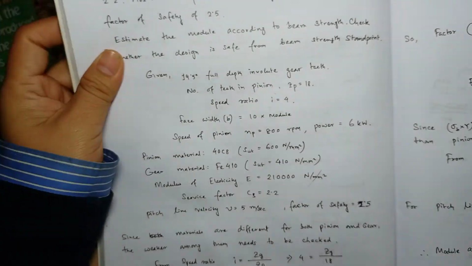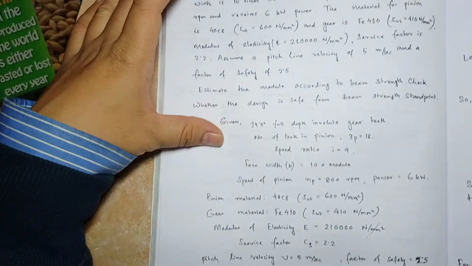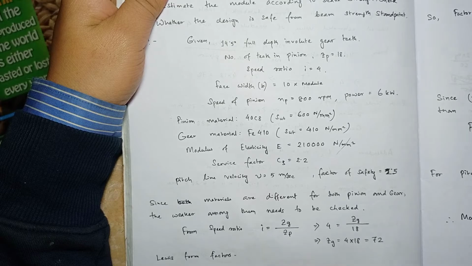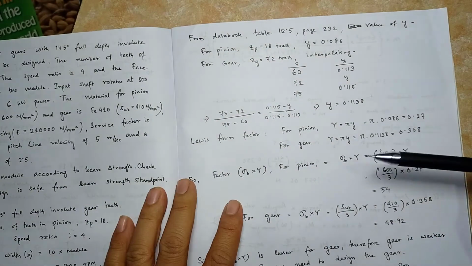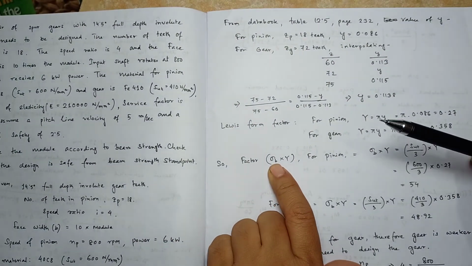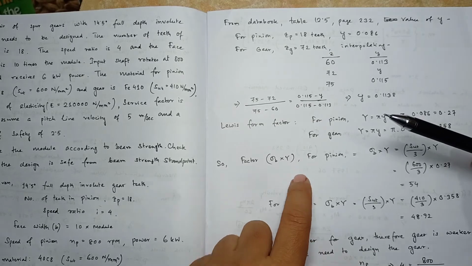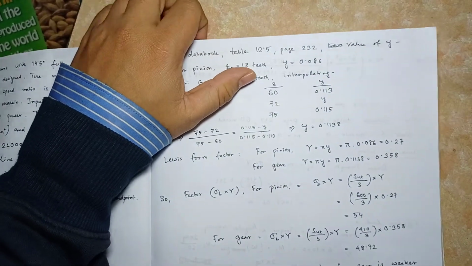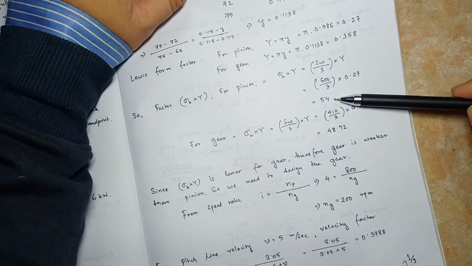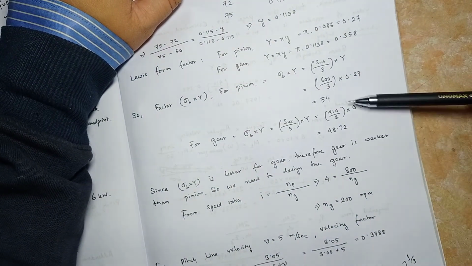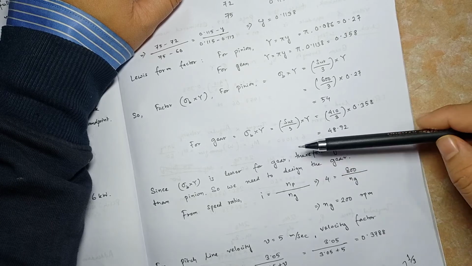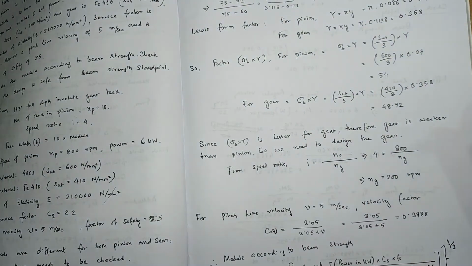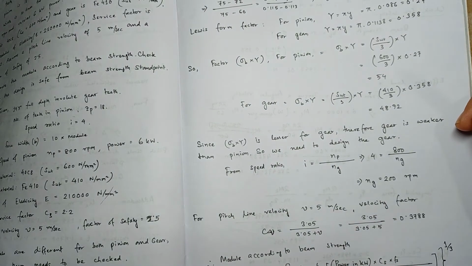In this problem the materials are different for pinion and gear, so we have to find the product of bending stress multiplied by the least form factor. That's why we had to determine the least form factor for both of them. You see, this is 54 for the pinion, and for the gear it is less than 54. So the gear is weaker than the pinion, and we have to design the gear here, not the pinion. The rest of the things are the same.